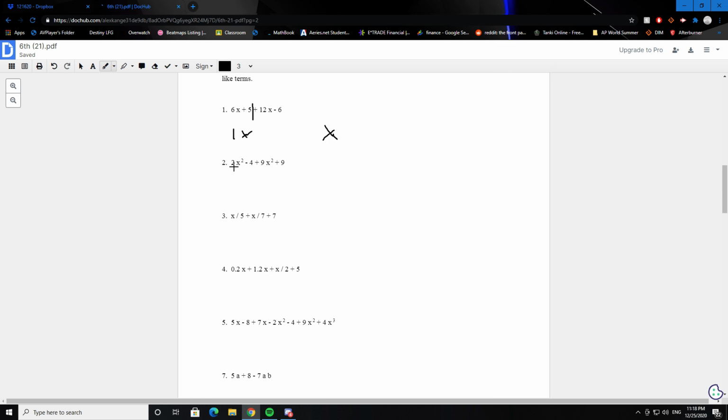Now, moving on here, like terms, 2x squared minus 4 plus 9x squared minus 9. The format's kind of weird, it shouldn't really be a plus here, but like terms, okay, so it's not 2 or 4 because they can't fit into 9. So the only thing you can take out is the x squared from both equations, and then it would still be an equation that would make sense. But you can't take out 2 or 4 from 9, or 9 from 2 or 4. So none of those are like terms.